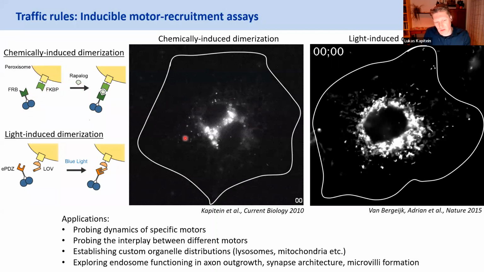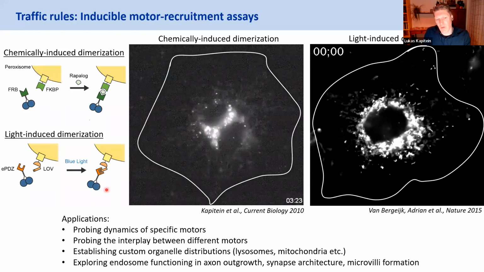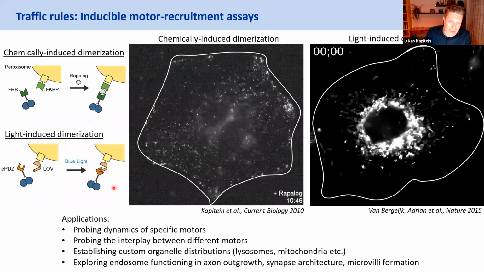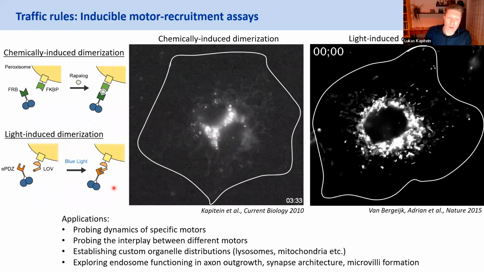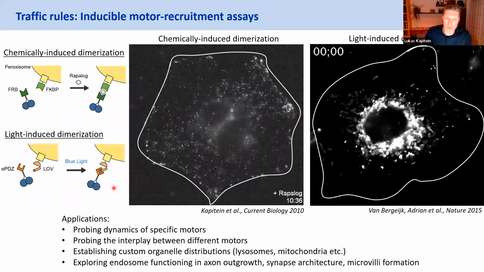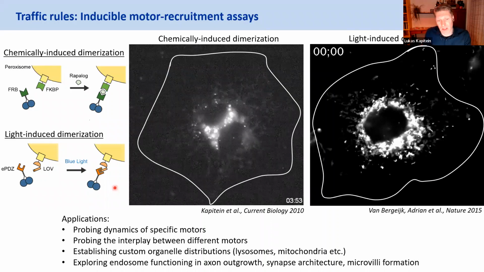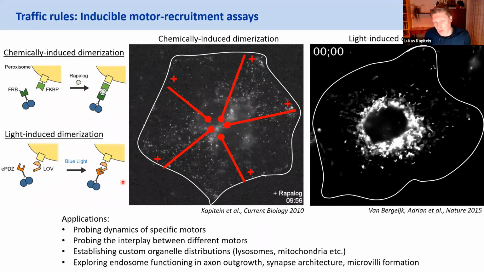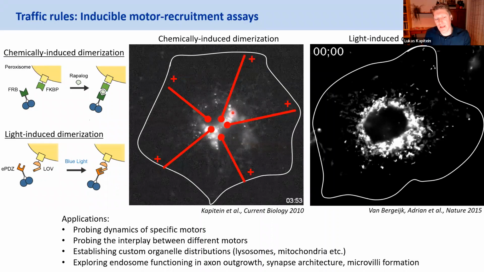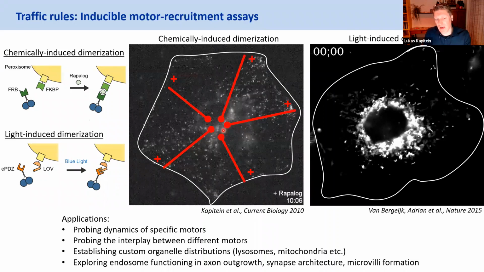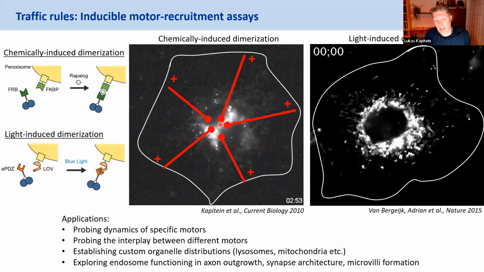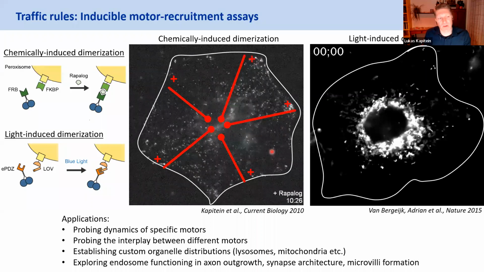So here you see the distribution of peroxisomes. And during this video, we add Rapalog to recruit kinesin. It will bind to the peroxisomes and it will direct the peroxisomes towards the periphery of the cell. In this case, it's a trivial outcome because we know that in these cells, microtubules have a radial organization with a minus end in the center of the cell and the plus ends at the periphery of the cell.